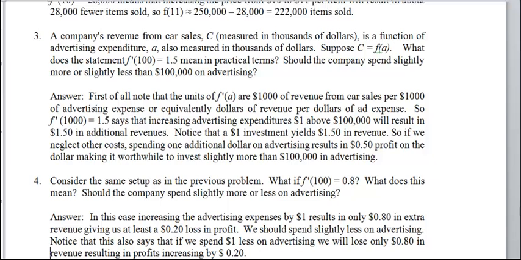Actually, it also goes the other way. It says if we spend $1 less on advertising, we'll lose only 80 cents in revenue, but that will result in increasing our profits by 20 cents. So we should spend less on advertising.